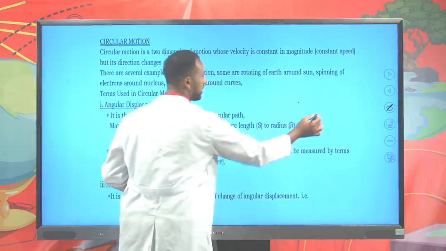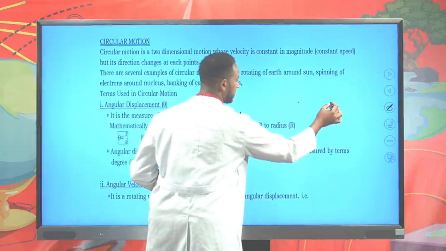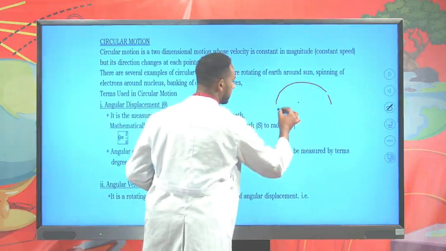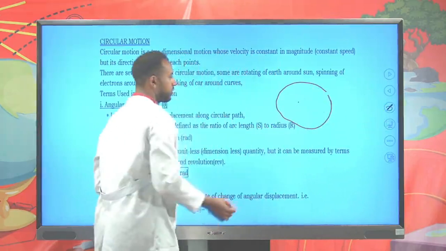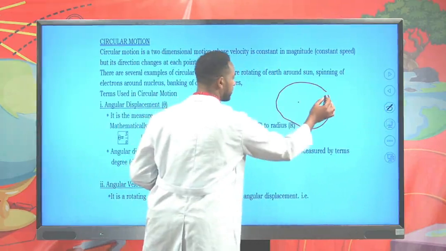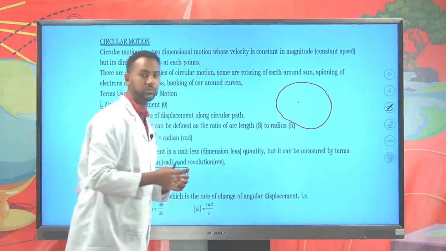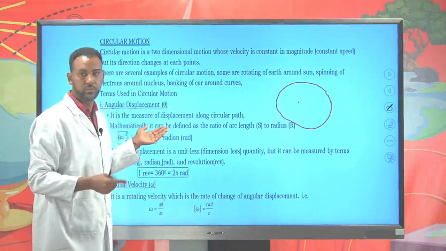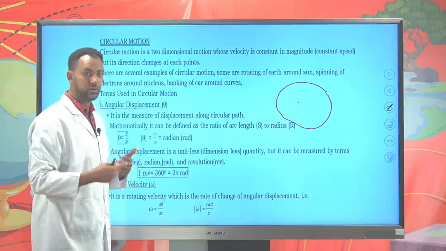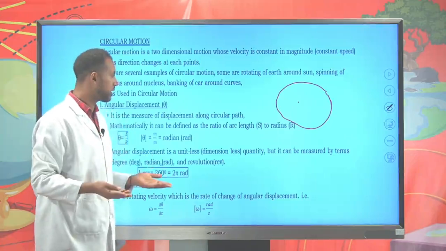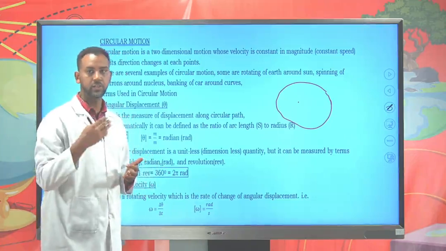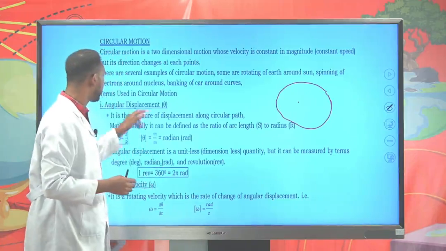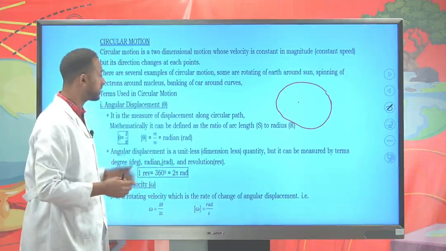Let's take a point, and suppose here you have a particle. This particle tends to have a circular path, okay? Therefore, when it has a circular path, we have to refer to different terms, like angular displacement, angular velocity, or rotational velocity, and the like, angular acceleration, and so on. So first let's try to see angular displacement, or theta.